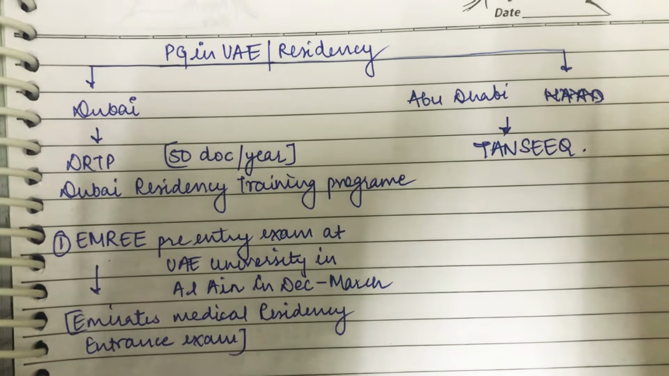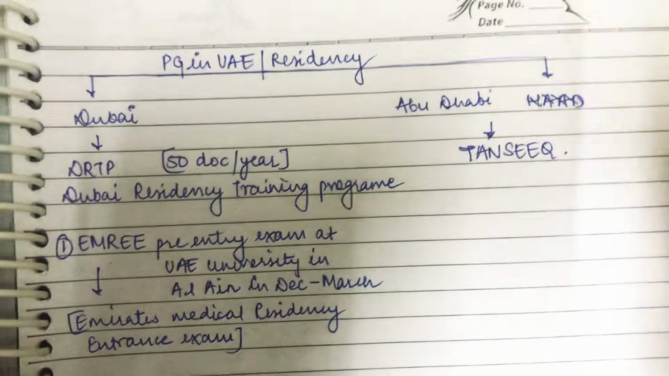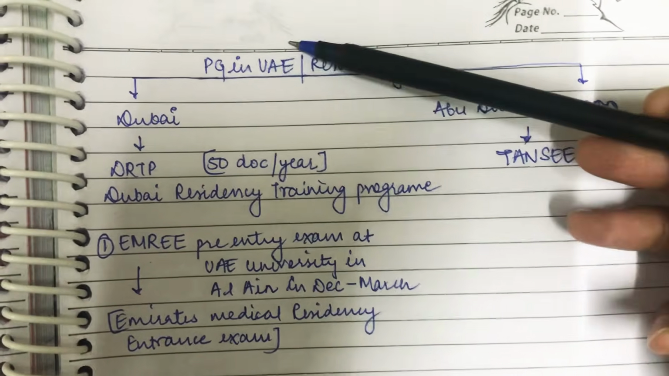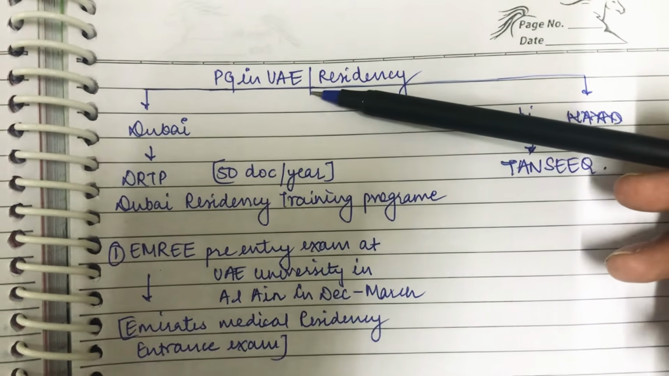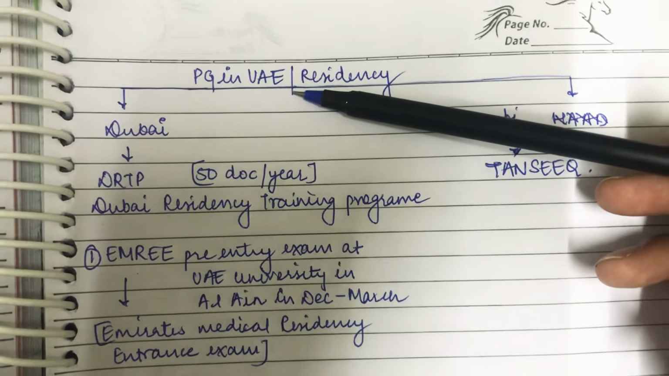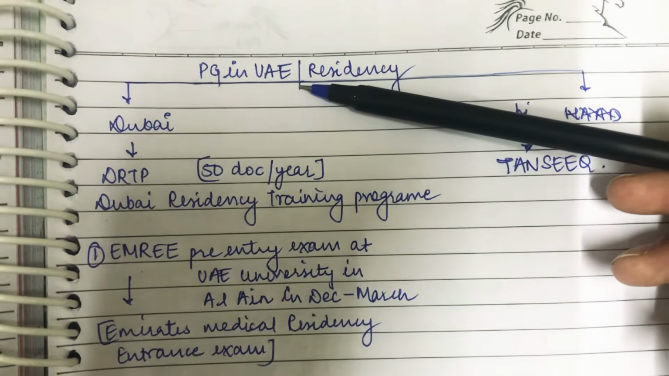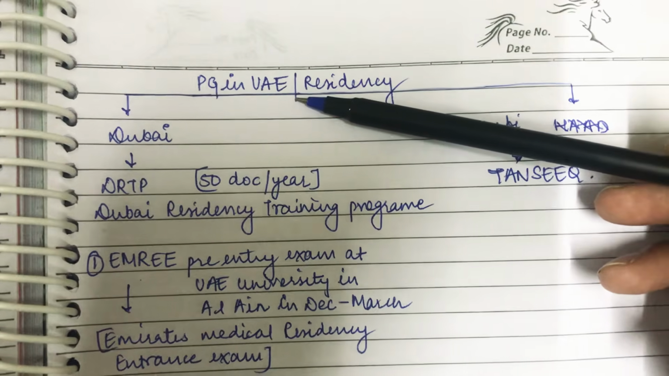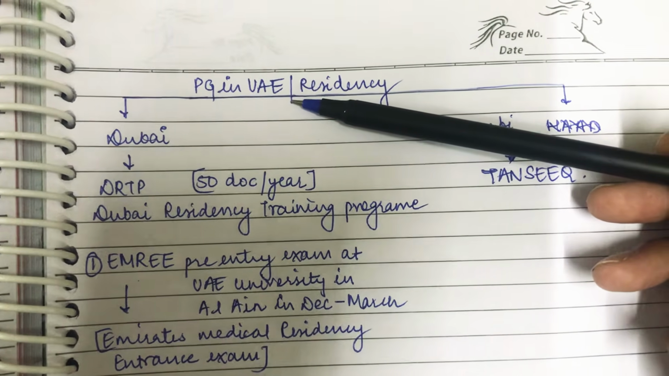My name is Dr. Monu and in this video I am going to give you a short preview about PG in UAE. UAE stands for United Arab Emirates, which consists of 7 different emirates, that is 7 different states, which includes Abu Dhabi, Dubai and 5 others which I had mentioned in the previous video.